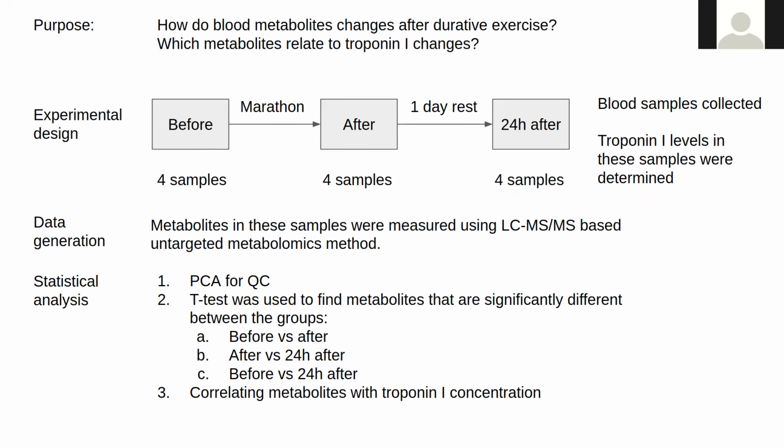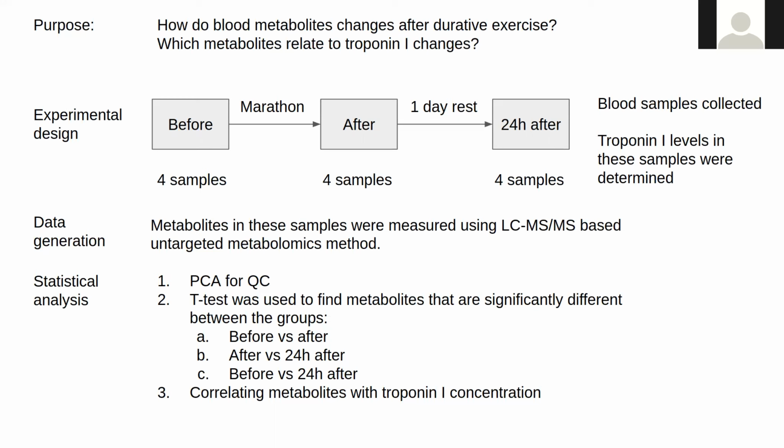First, we look at how this study was designed. This is a study trying to understand how metabolites change after endurance exercise. We also know that after endurance exercise, the troponin 1 level will increase, which may relate to heart failure, kidney disease or sepsis. And we also want to see which metabolites may relate to the troponin 1 level changes.